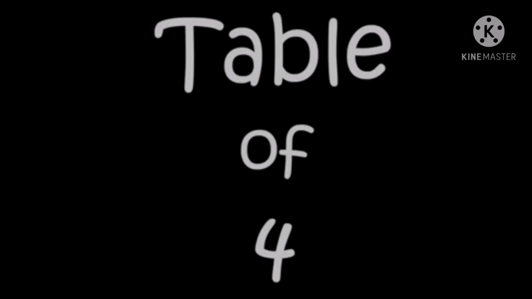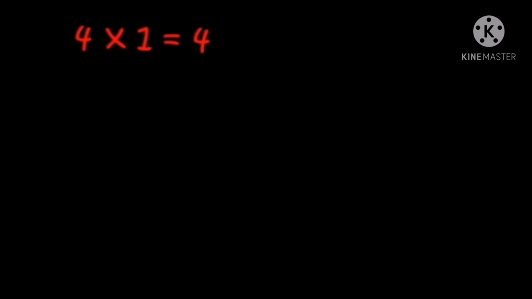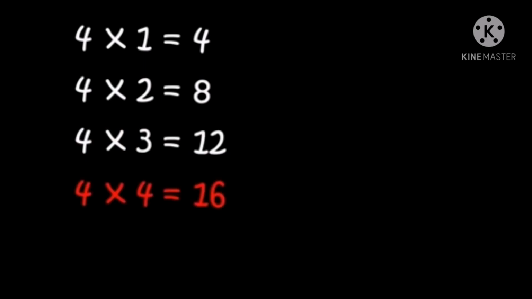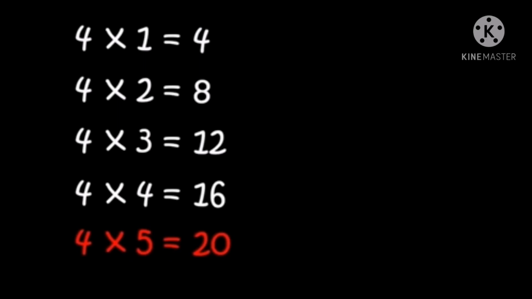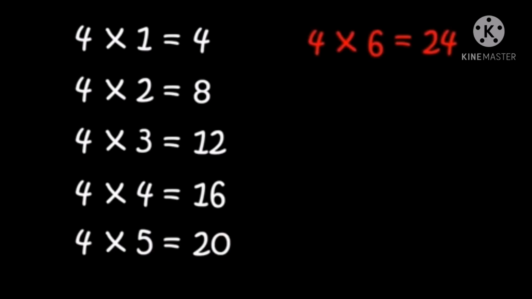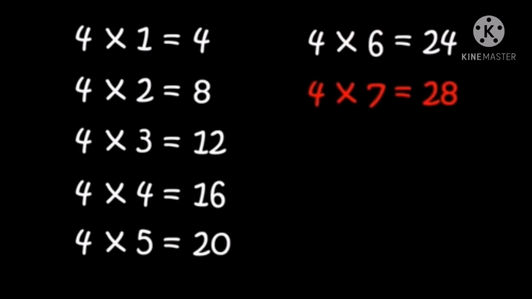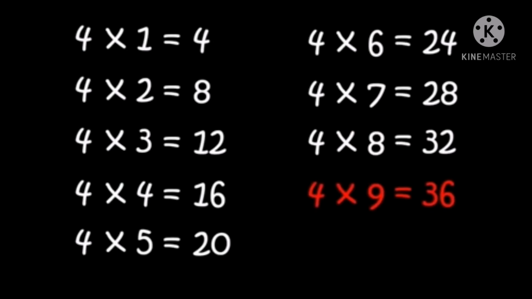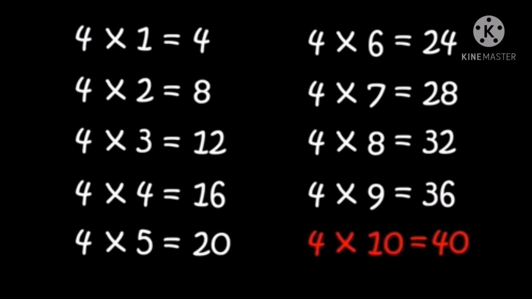Now let's have the table of 4. 4 times 1 is equal to 4. 4 times 2 is equal to 8. 4 times 3 is equal to 12. 4 times 4 is equal to 16. 4 times 5 is equal to 20. 4 times 6 is equal to 24. 4 times 7 is equal to 28. 4 times 8 is equal to 32. 4 times 9 is equal to 36. And 4 times 10 is equal to 40.